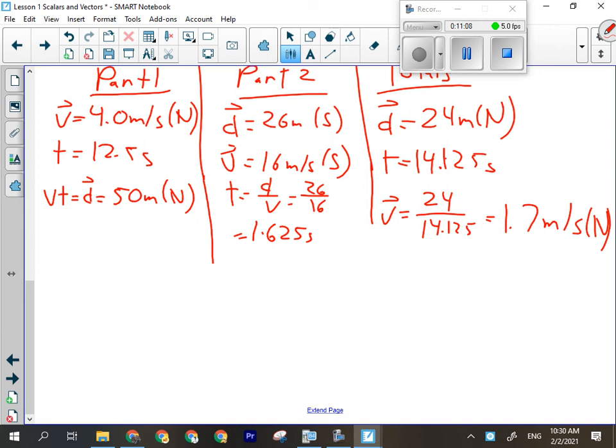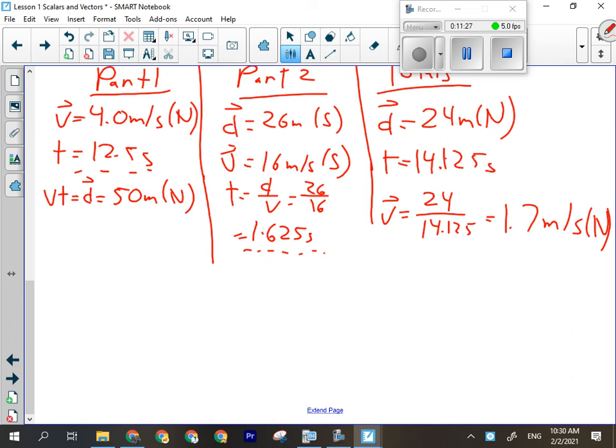This part 2 represents a lot smaller chunk of the trip than part 1 does. Part 1 happened for 12.5 seconds. Part 2 only happened for 1.5 seconds. Okay? It's considerably bigger parts of the trip. All right, that's part A, because they wanted us to calculate the velocity.